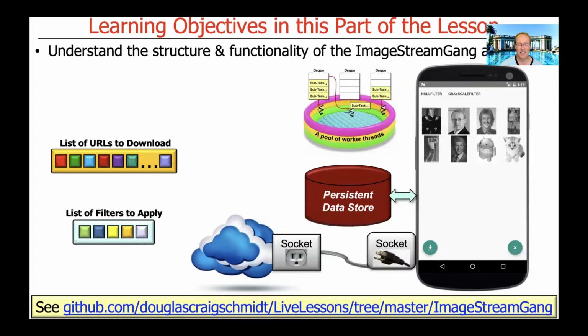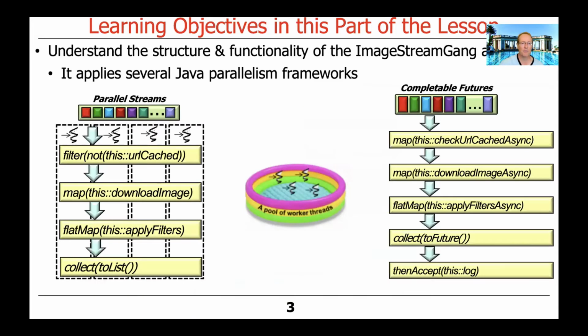and you can get this case study in my GitHub repository in the ImageStreamGang folder, and there's a couple different variants. One of the variants is based on Android. It's a really cool Android implementation, not unlike your web crawler example, although it's doing something different. And then there's also a console version as well.